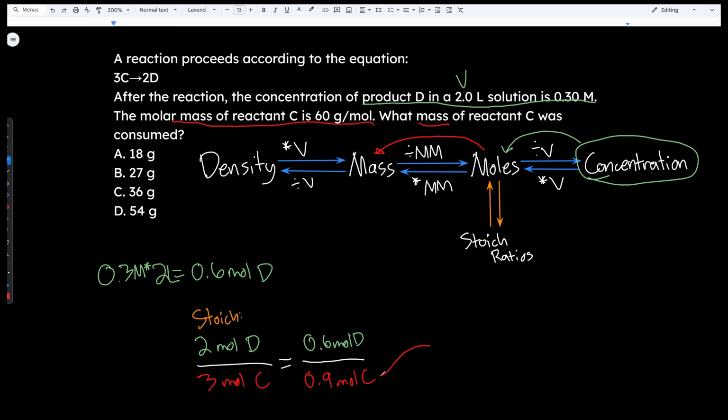Okay, so now we can take the 0.9 moles of C, and we just need to convert that to mass. So we just need to multiply that by the molar mass, which is 60 grams per mole. 6 times 9 is 54, so this is going to be 5.4. It should be 54. Sorry, I was doing scientific notation in my head. 54 grams should be the number that you get, and the answer choice is D.